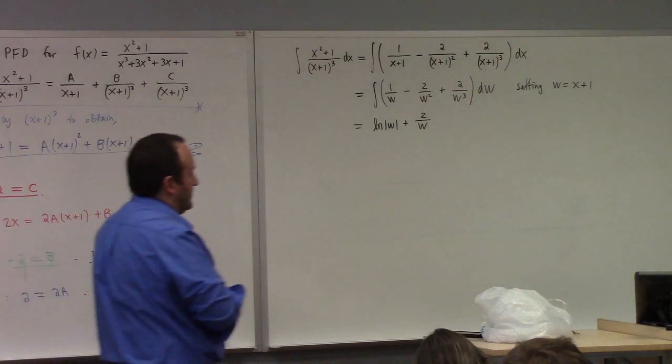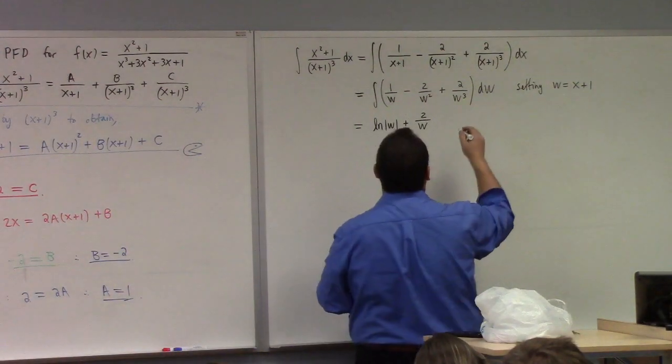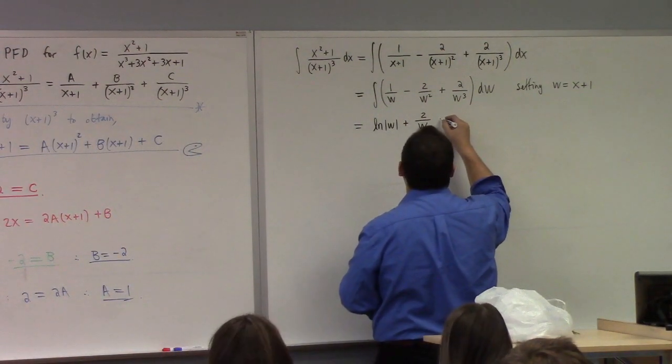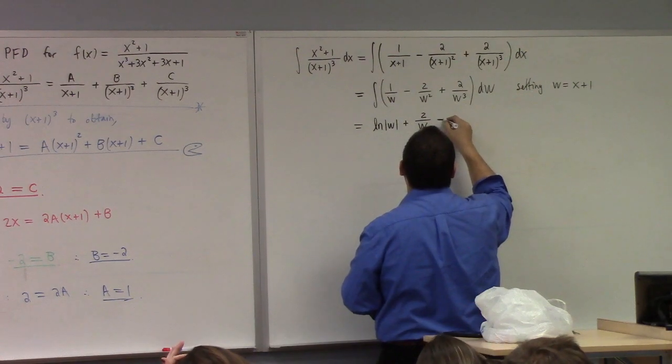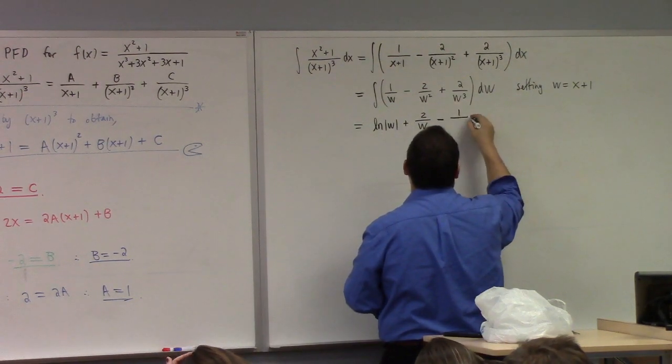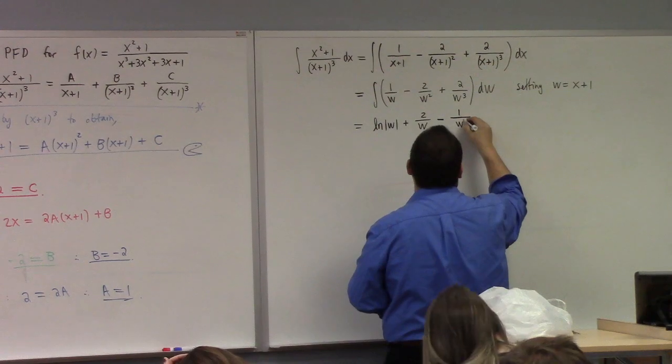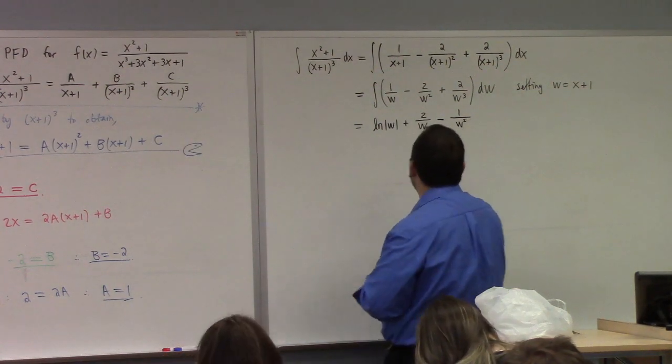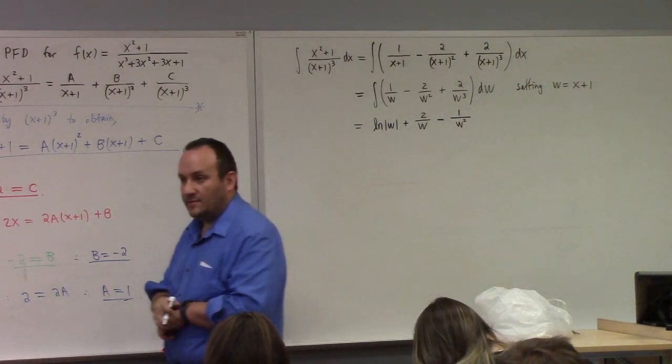And how about the next one? Well, I believe that's just minus 1 over w squared. If we differentiate w to the minus 2, what do we get?